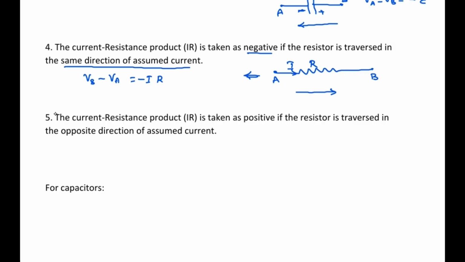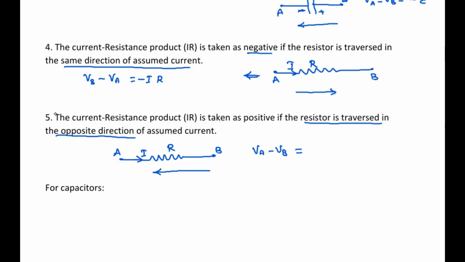And the fifth one, the current resistance product IR is taken as positive if the resistor is traversed in the opposite direction of the assumed current. So, we are taking the same resistor of resistance R through which current I is flowing from point A to point B, but we are moving in the opposite direction of the current. That means from B to A. For us, B is the initial point, A is the final point, potential at B is the initial potential, potential at A is the final potential. So, the potential difference means VA minus VB, and VA is more than VB because the current is moving from A to B. So, then automatically the potential difference will be plus IR.